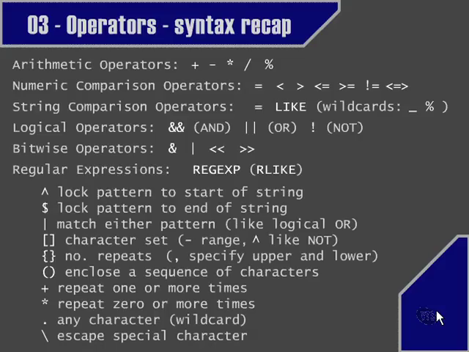That's the end of this chapter, and I hope that if there's anything in this syntax recap that you don't understand, that you go back and look at the movies where the meanings of all these operators are explained. Once again, with the exception of the bitwise operators, which is not really necessary to understand for normal database management.